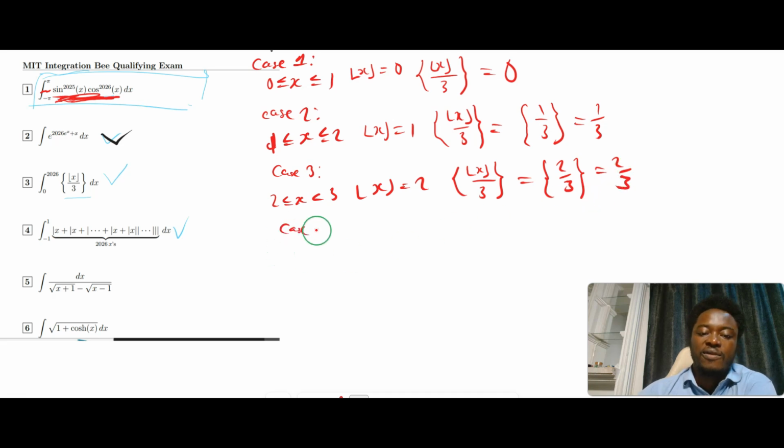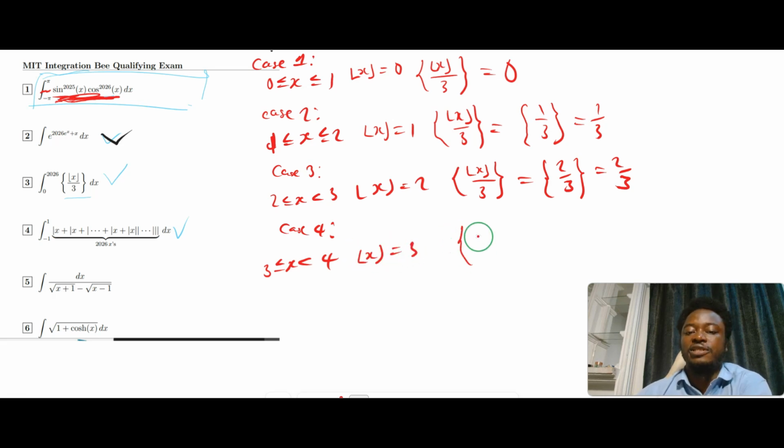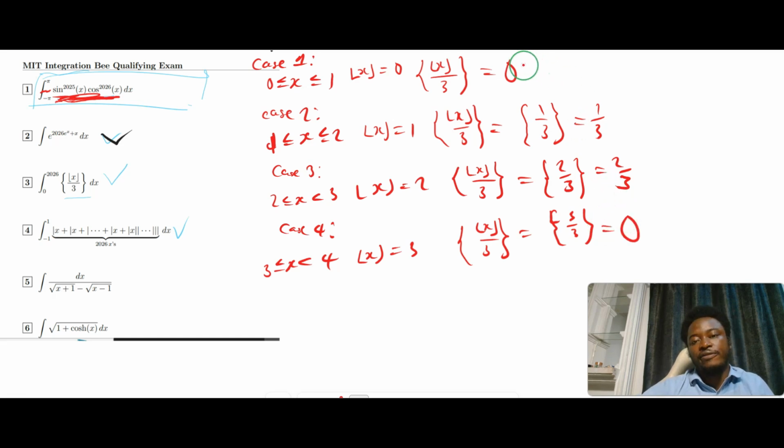Now, what about case 4? When, say, 3 is less than or equal to x, less than 4. Well, in this case, the floor of x here would be 3, and the fractional part of the floor of x over 3 is equal to the fractional part of 3 divided by 3, and this is going to be 0. So we started off with 0, and now we're back at 0. Now it makes sense to think, okay, maybe this function is periodic. Remember that you're supposed to solve this problem under 1 minute, so you don't really have time to check all of this. That is the problem.